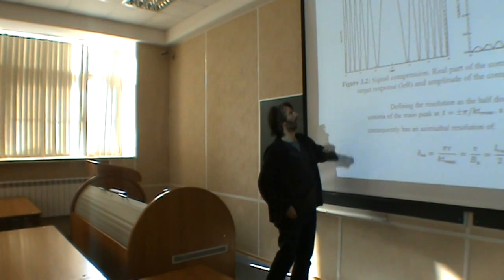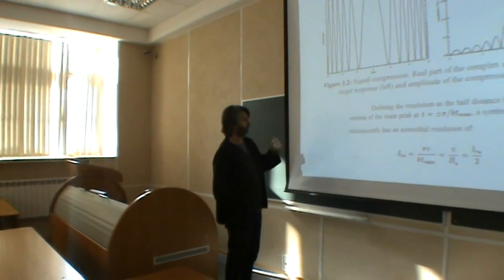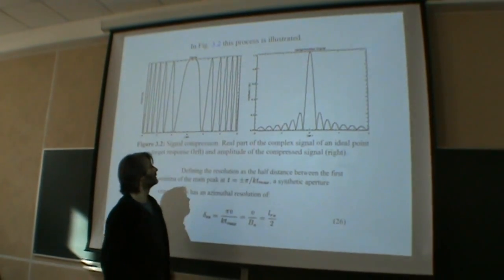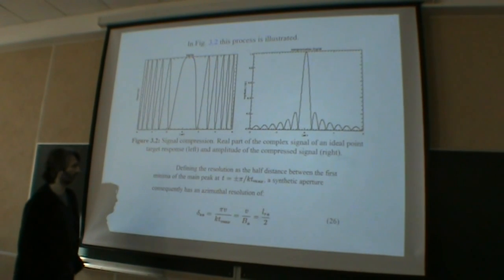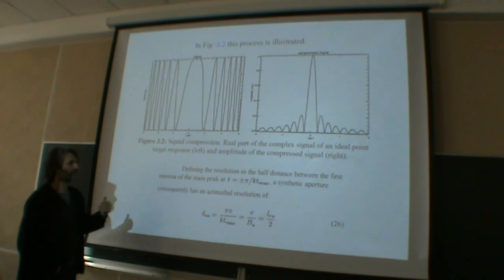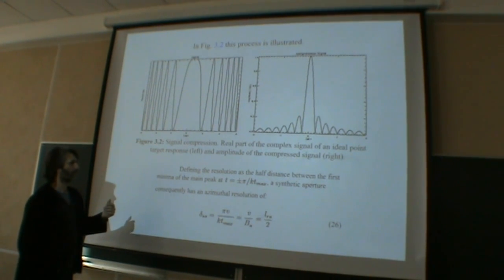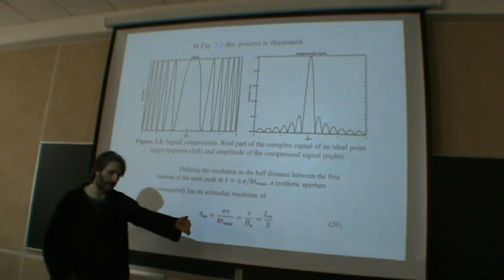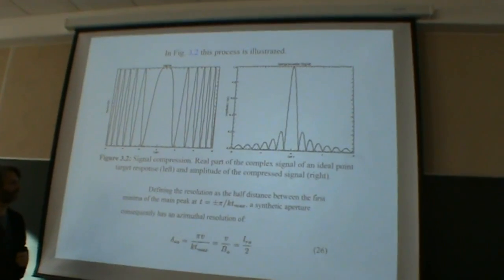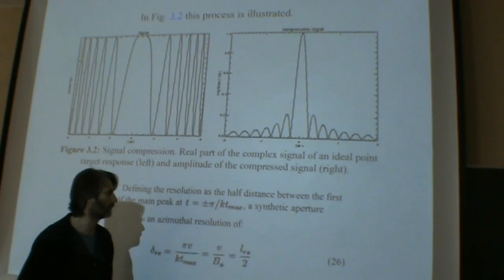So this is how to illustrate the process. This is the input signal with the phase varying as a function of time. And after what we call compression, we achieve exactly the resolution we want. And this is the best resolution. But obviously, if you don't listen for the time it takes to cross completely the natural resolution of the instrument, then you will not get this resolution. This is the maximum resolution you could get.